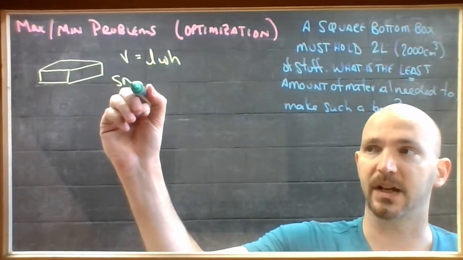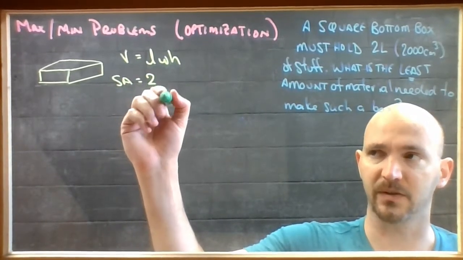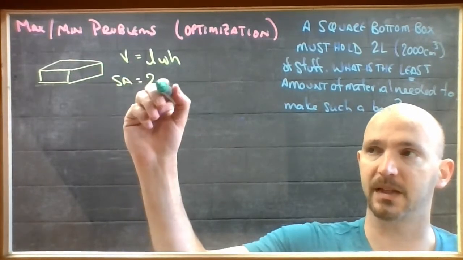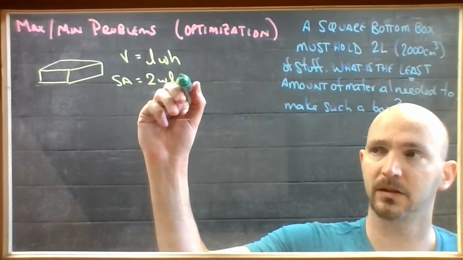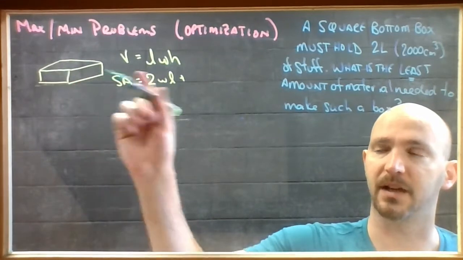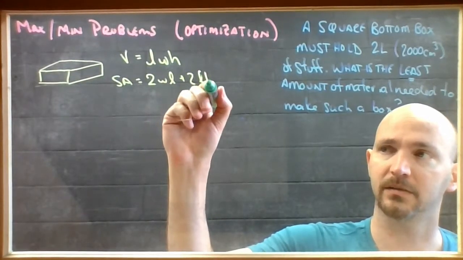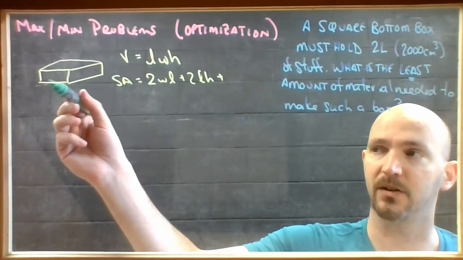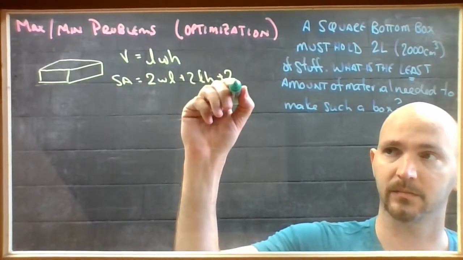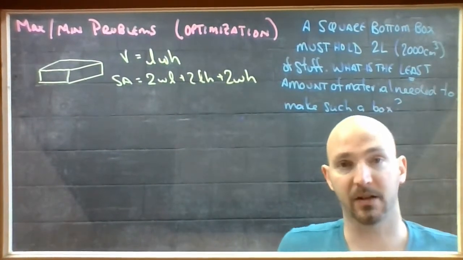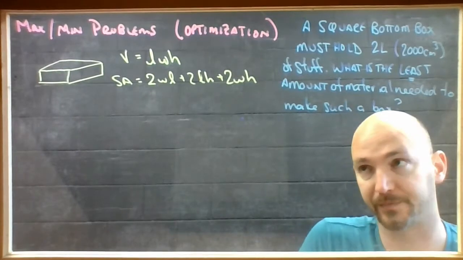And its surface area is two panels that are the width times the length, two panels that are the length times the height, and two panels that are the width times the height. So that's a box just in general.